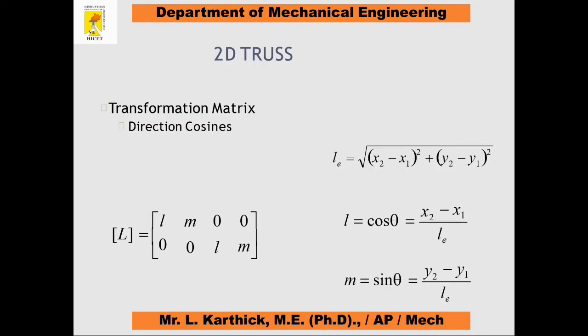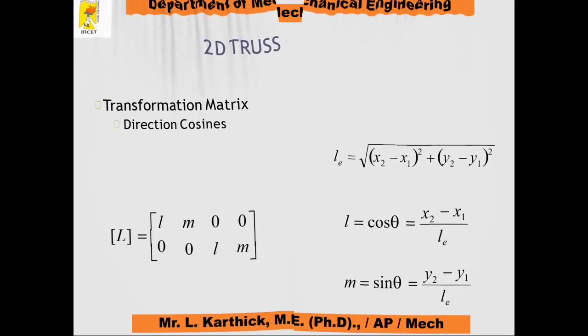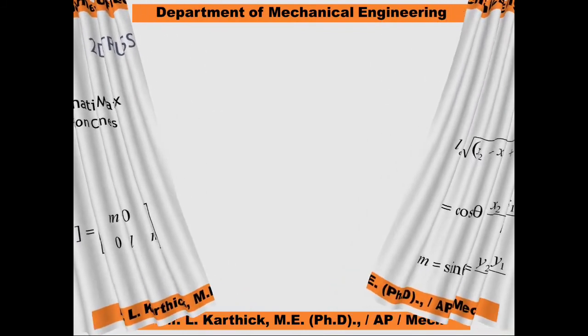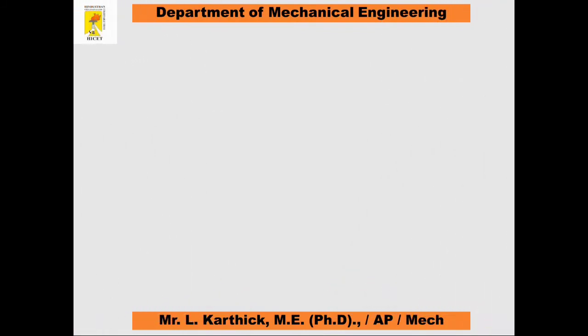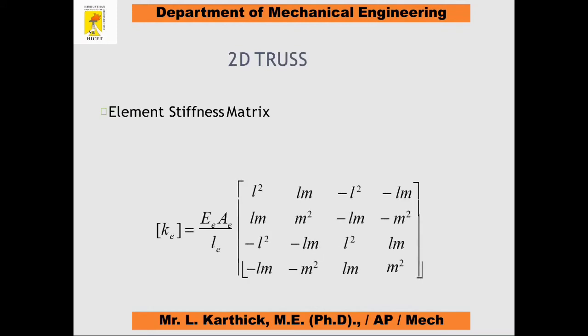With the help of this transformation matrix for each and every element, we are going to generate the stiffness matrix for truss. Then with the help of the truss, we are going to analyze displacement with the help of these equations. And next one is the element stiffness matrix.